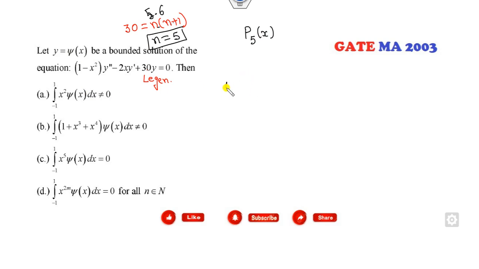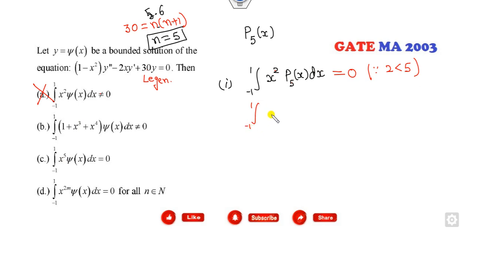So what is the first part? The first part will be the integral from −1 to 1 of x² P5(x). Now it's 0. Why? Because 2 is less than 5. But he said not 0. So this option is cancelled.